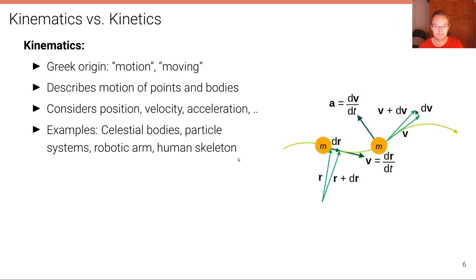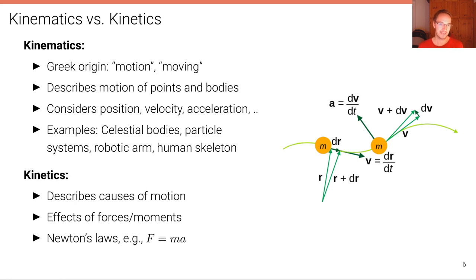human skeleton. And here on the right, you can see an illustration of how, for example, position, velocity, and acceleration are related. As we all know, they are related by being the respective time derivative of each other. The velocity is the time derivative of the position. The acceleration is the time derivative of the velocity. So if we go a little step in the direction of the velocity, velocity times time, we go to the next location on the trajectory.